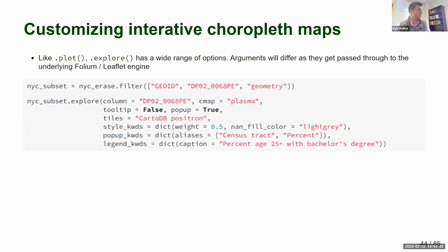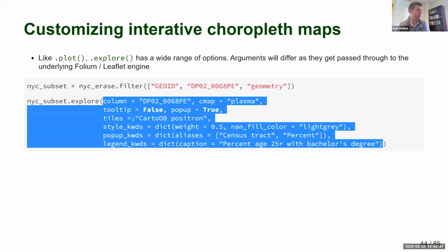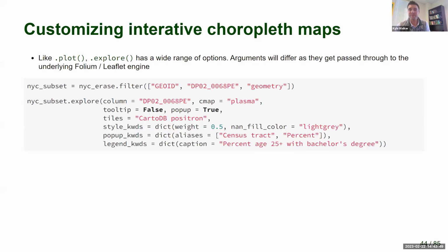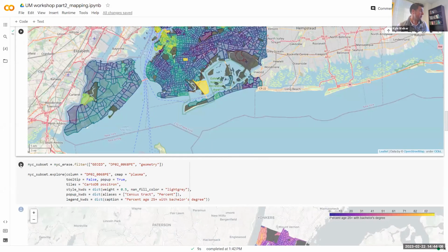I'm going to make an object called nyc_subset, and then I'm going to specify a bunch of arguments. So I'm going to turn off the tooltip with tooltip equals False. I'm going to turn on a pop-up on click with popup equals True. I'm going to change the underlying map tiles to one that's more muted. And then I'm going to specify some style, pop-up, and legend keywords. Once I do that, I'm going to run this through.